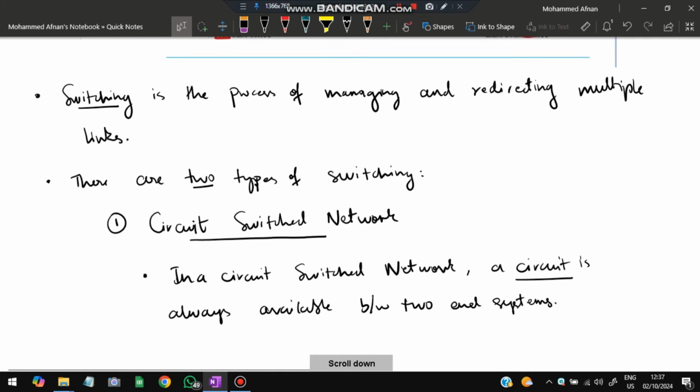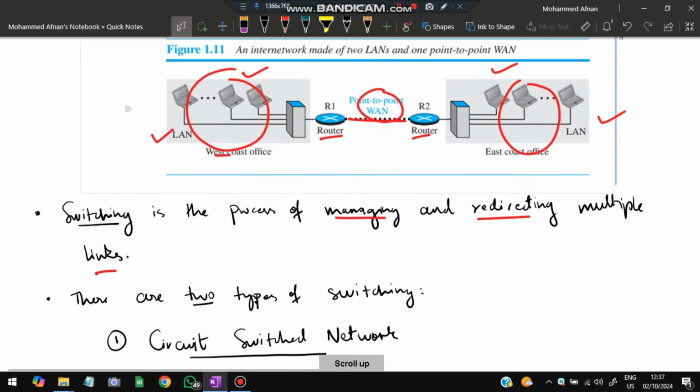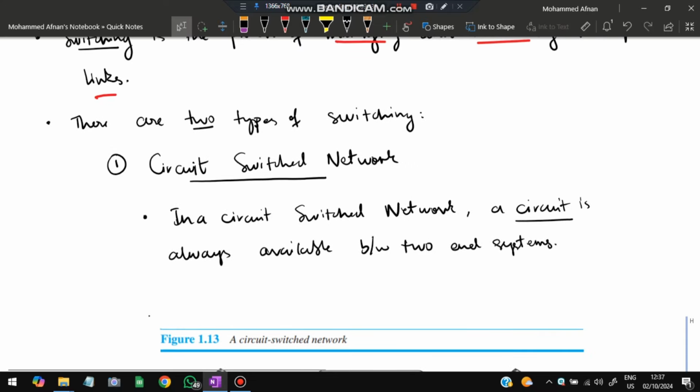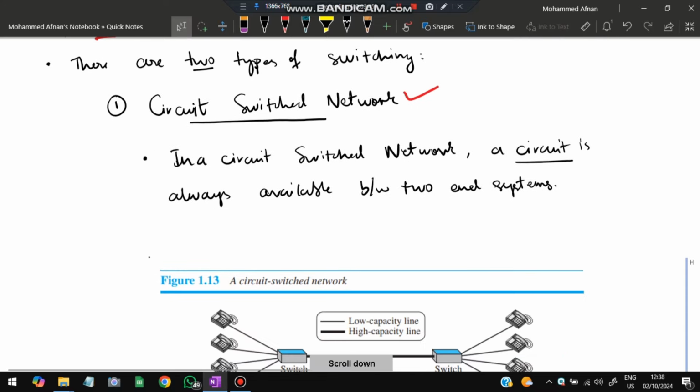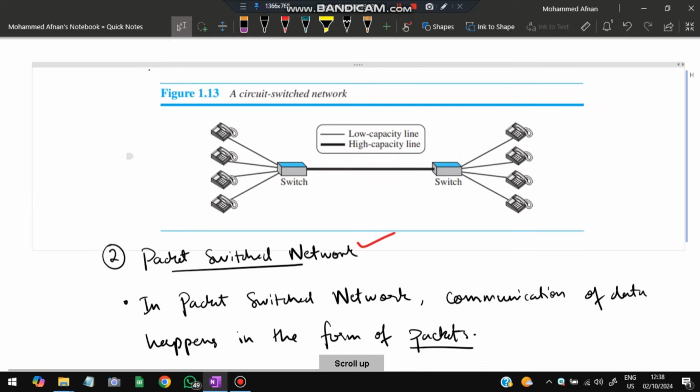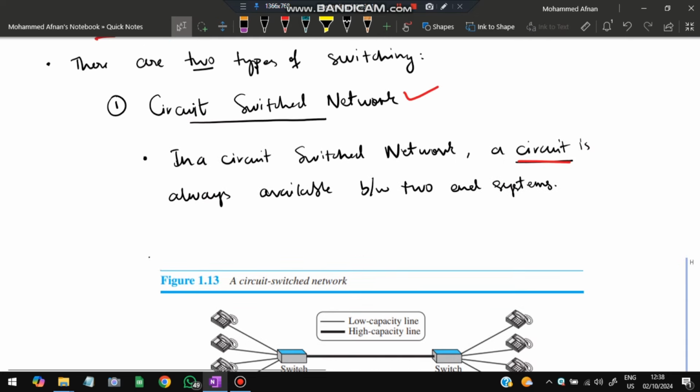Next we have switching, which is a process of managing and redirecting multiple links. See, once we transfer the data from one point to the other, it will not be through a single link. We are representing it via a single link, but eventually you will see in the upcoming topics that there will be many links present. And which link should be used for which data, that is handled via a process called switching. Okay, so two types are there: circuit switch network and packet switch network. A circuit switch network is a circuit that will always be available for two end systems.